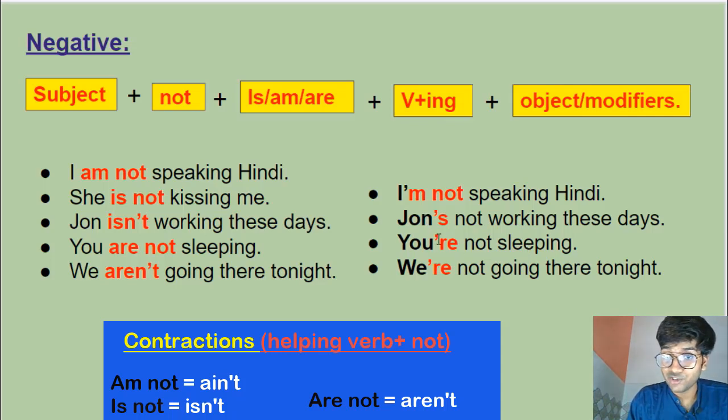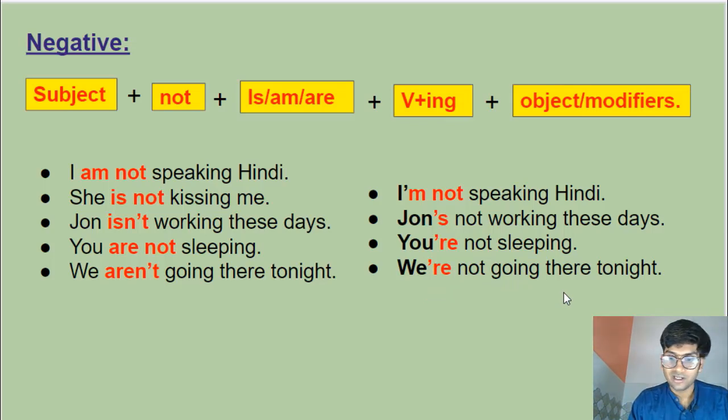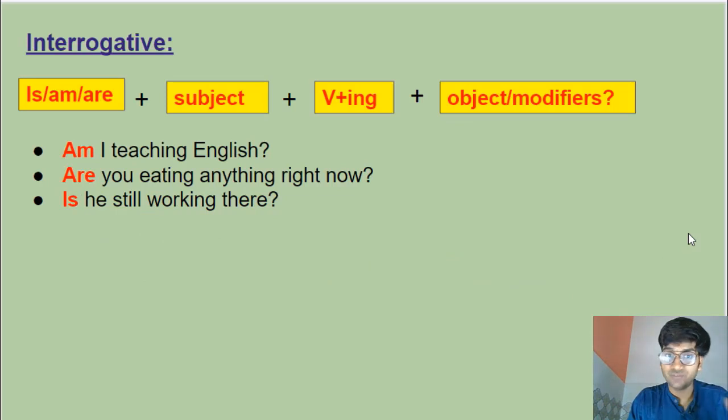You're not sleeping. You're is a contraction of you are. You are not sleeping. We're not going there tonight. We are not going there tonight. So these are the two ways to do the contraction. All right. So that's negative sentences. That's how we form negative sentences.